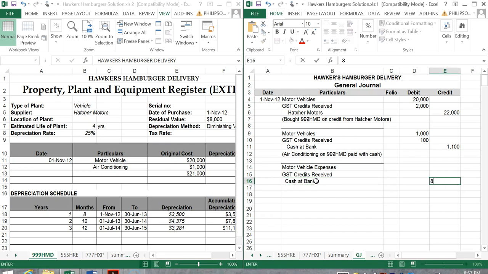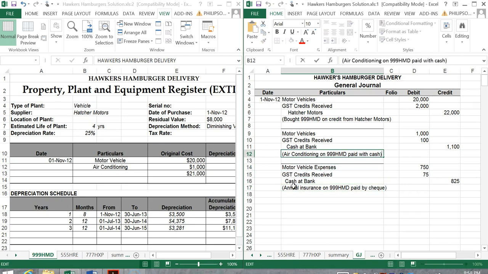Gross amount of the transaction, $825, including GST. GST is $825 divided by 11. Motor vehicle expenses, therefore, $825 minus $75. Annual insurance on HMD, paid by check. Aircon was actually paid by check as well. Let's fix that up.